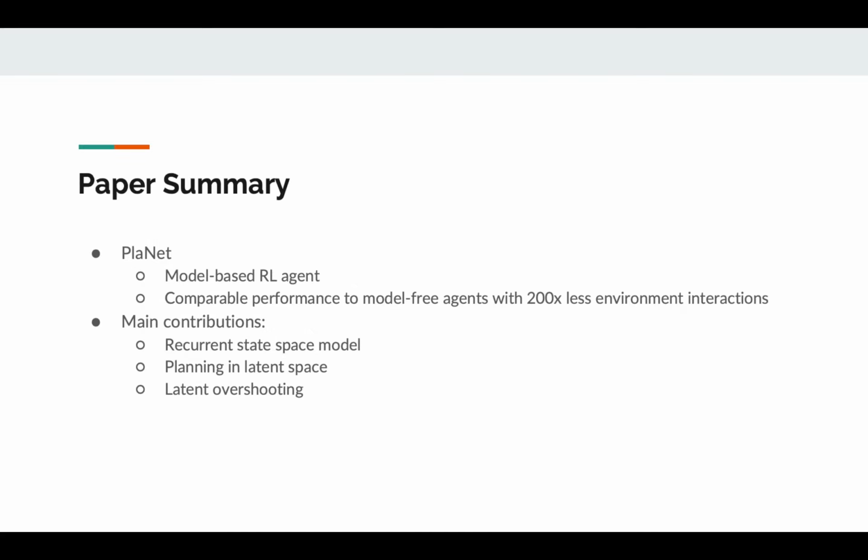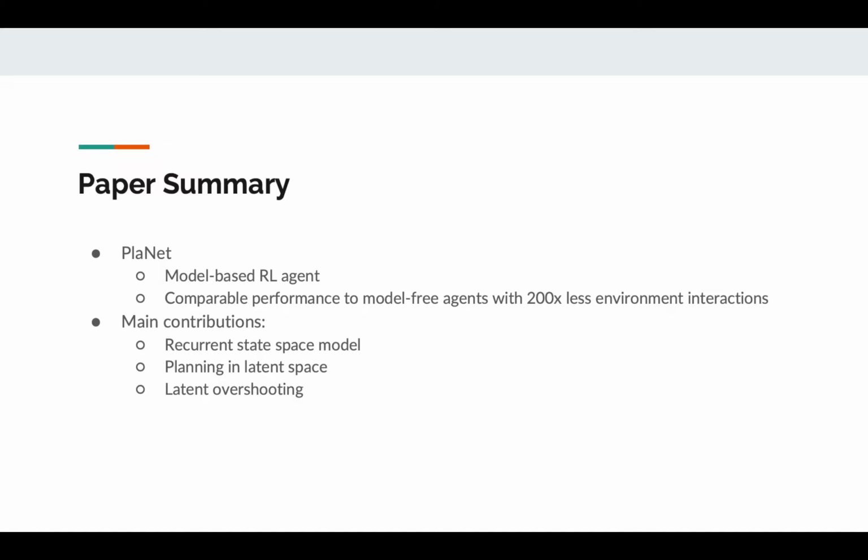So this paper introduced PlaNet, a model-based reinforcement learning agent. It achieves comparable performance to model-free agents with 200 times less environment interactions. The main contributions of this paper include the recurrent state space model, which represents the latent dynamics or model of the environment and contains both deterministic and stochastic components, a planning algorithm that uses the model to decide on behavior, and latent overshooting, which is a technique to modify the objective function so that the gradient of a state transition is backpropagated into multiple paths to better enable multi-step prediction.